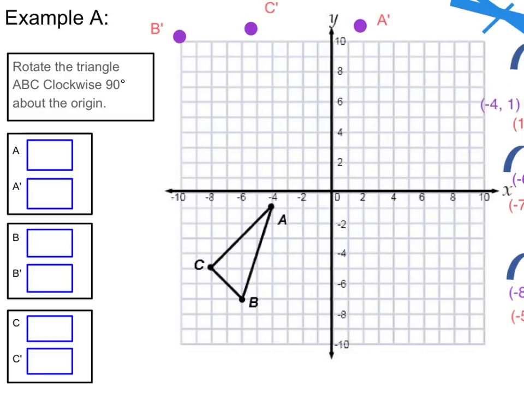So I'm going to look at my graph, and I'm going to see that A is at negative 4, 1. I'm going to see that B is at negative 6, 7. I'm going to see C is at negative 8, negative 5. So now I've got my original points. I've got to remember I'm going clockwise, so I'm going to flip x and y, and then I'm going to change one of the coordinates, but I don't really remember which coordinate I'm going to change.